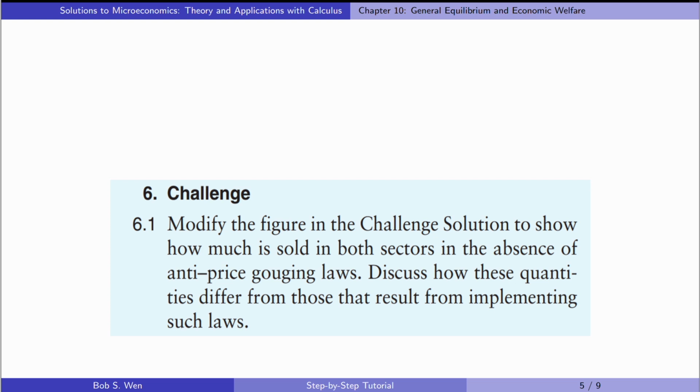Let's jump to exercise 6.1. Modify the figure in the challenge solution to show how much is sold in both sectors in the absence of anti-price gouging laws. Discuss how these quantities differ from those that result from implementing such laws.